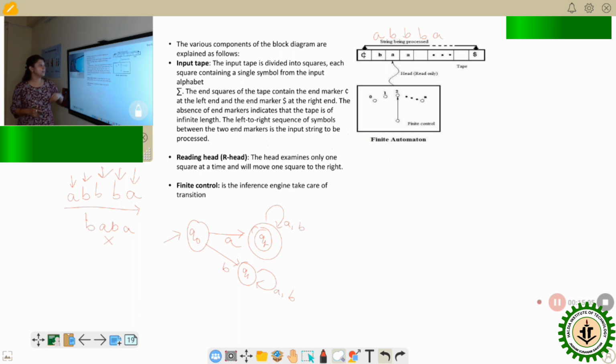The end squares of the tape contain the end markers: this is called the left end marker and this is called the right end marker. Okay. Now the reading head. What is the function of the reading head? The head examines only one square at a time and then moves one square to the right. So at a time it reads one symbol and then moves to the right. And what is the finite control? That is the main finite control.